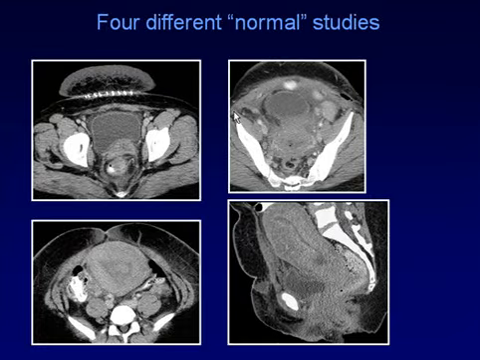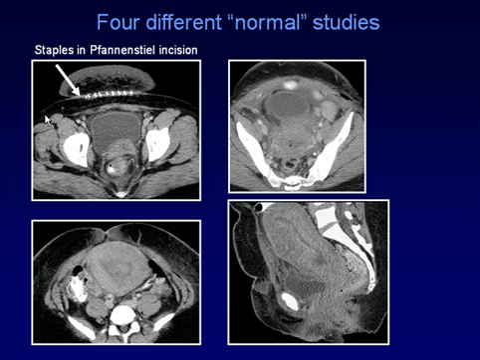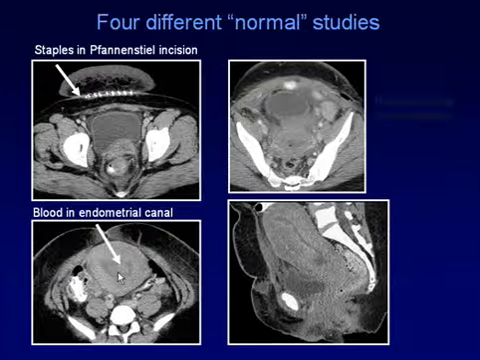These are images from 4 different patients who have essentially normal studies. What might look grossly abnormal in other patients is really within the spectrum of normal after a cesarean section. So in case number 1, you can actually see the sutures from the incision of the cesarean section with some overlying skin thickening. In this situation, within the uterus, there's a little bit of slightly high density material, and that's blood in the endometrial canal, which is not unexpected.